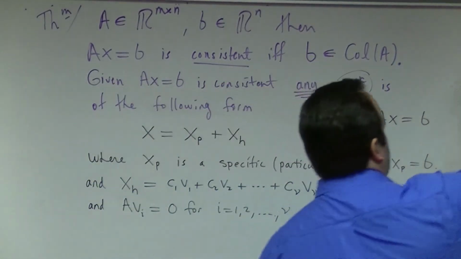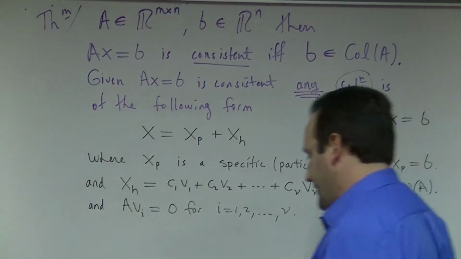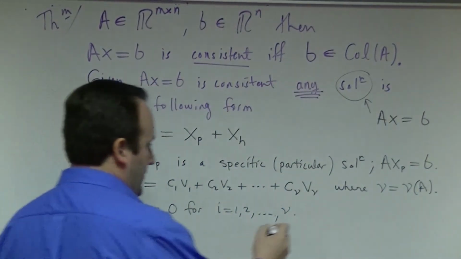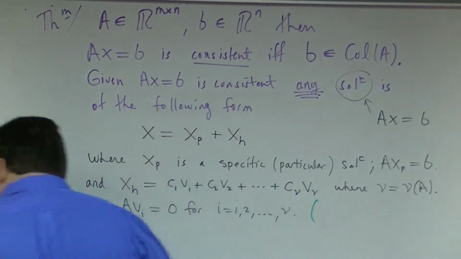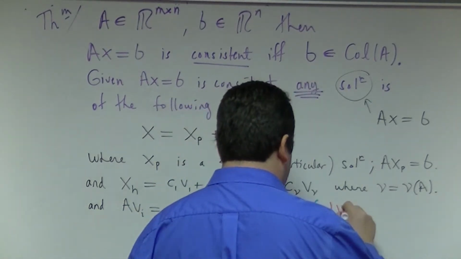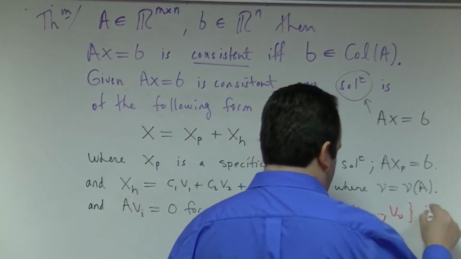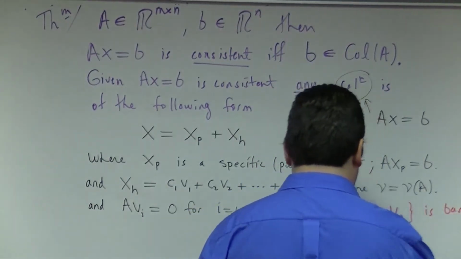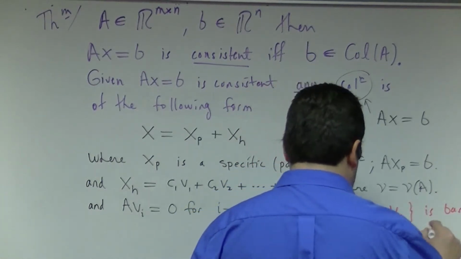Oh, I should be more clear too. Actually, it still exists in the null space. Here, v1, v2, and so on up to v_nu is a basis for the null space of A. Right?